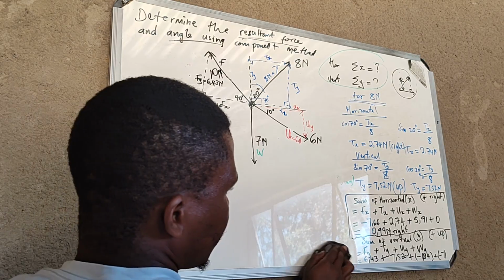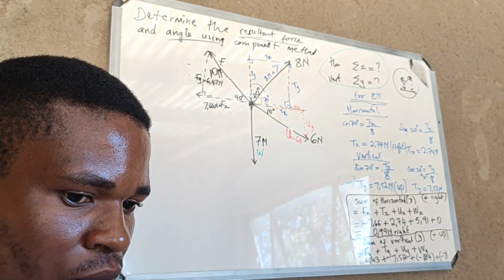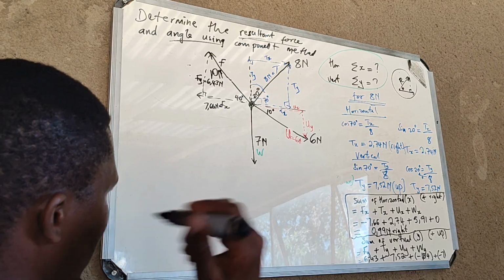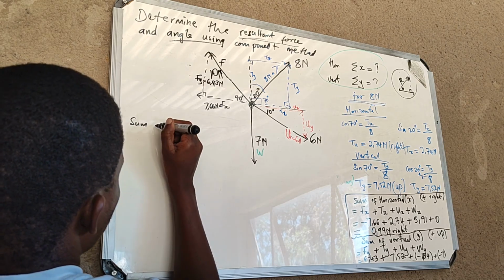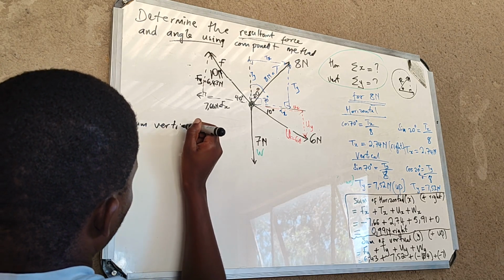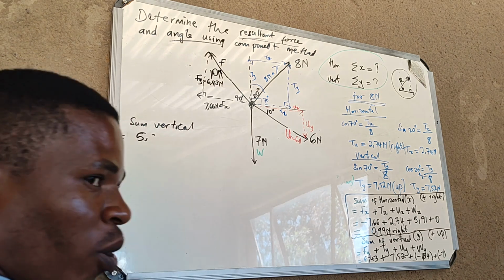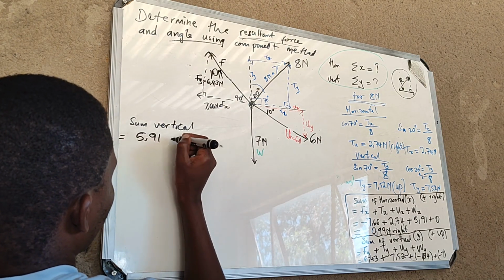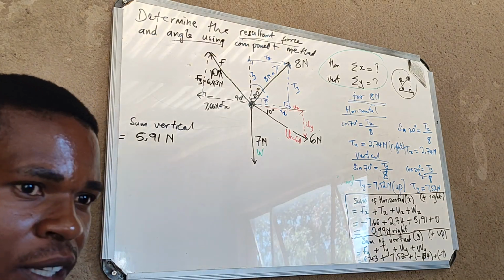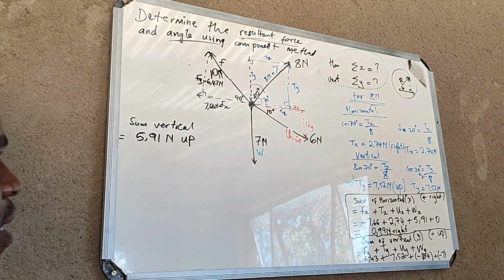What is the answer then? So it means sum of vertical. You say how much? 5, 5, both are getting 9,1 newtons. Where is it going? Up. Because the answer is positive, it's going up. Any question?